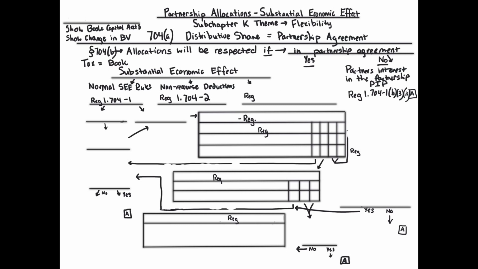No, because with a non-recourse liability, the lender is the one that bears the risk with respect to the asset. Because it's non-recourse, not a recourse liability, economically it doesn't match. So we have to have special rules for non-recourse deductions.